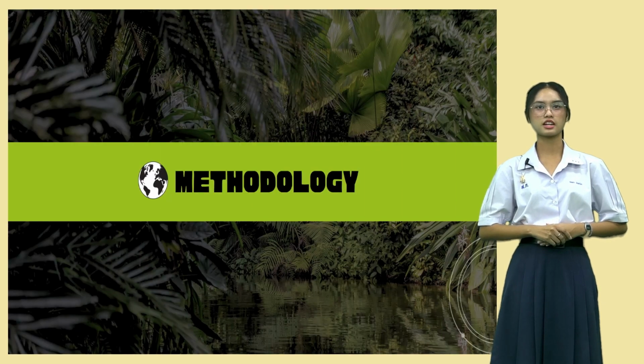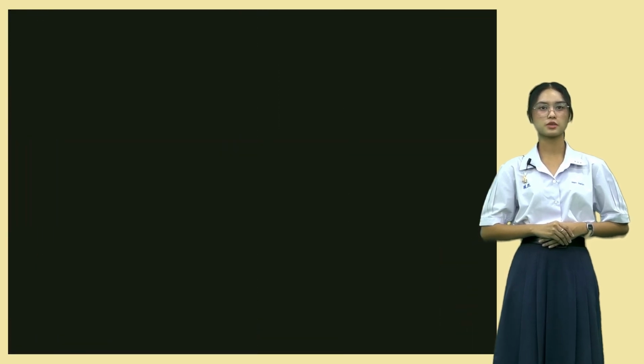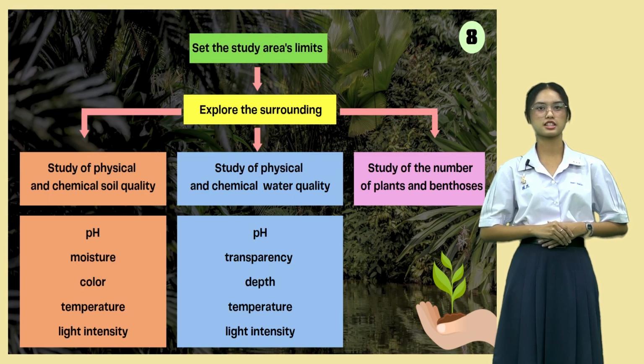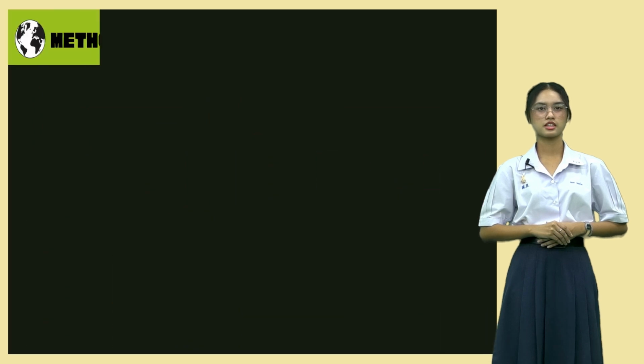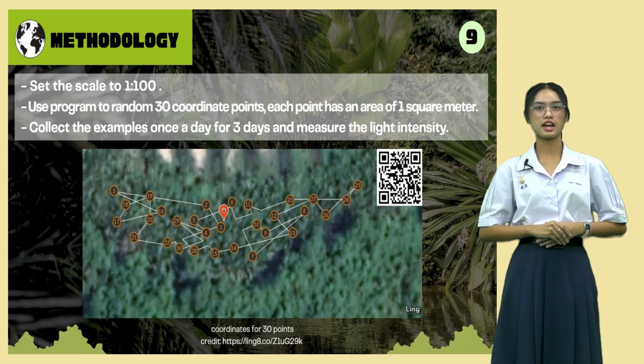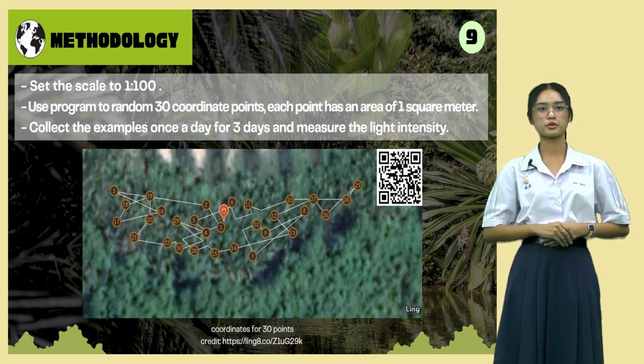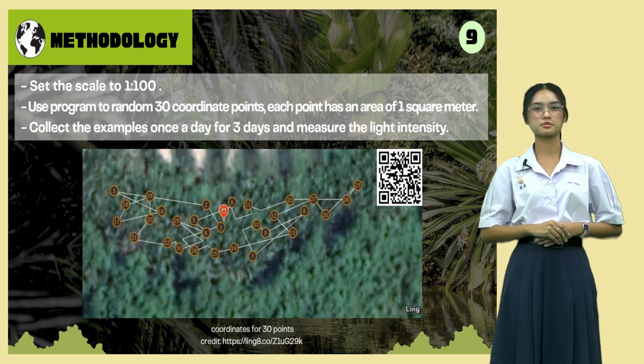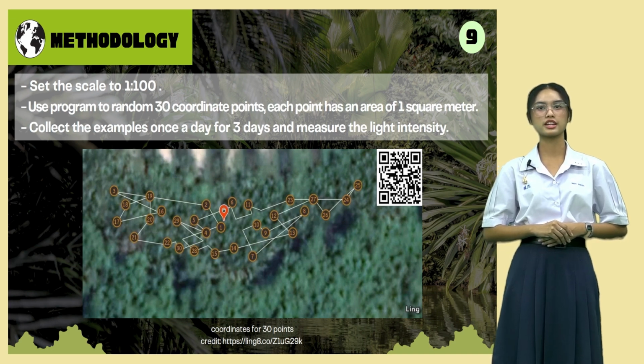Next, to conduct this survey, we follow the following methodology. Start with study area and spot selection. Define the study area and set the scale 1/100. Randomly select 30 spots near the Nypa palm forest. Use the QGIS program to display point coordinates for each spot.